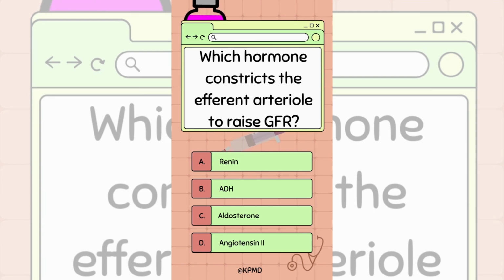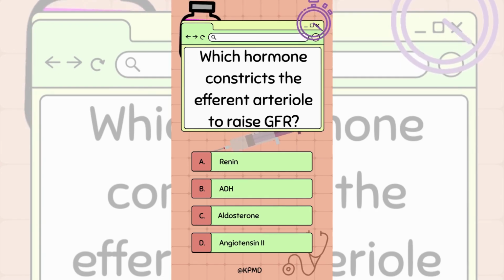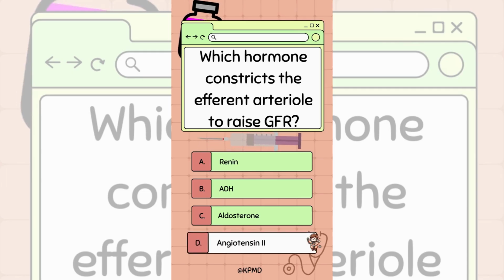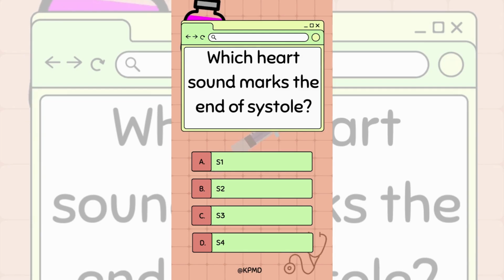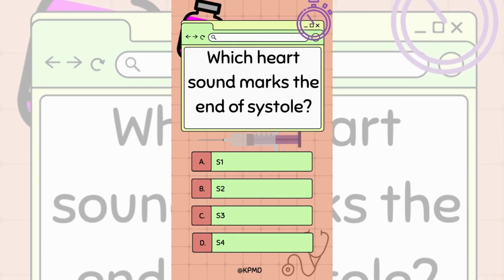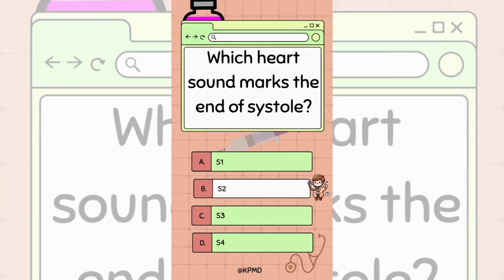Which hormone constricts the efferent arteriole to raise GFR? Correct answer is D. Angiotensin II. Which heart sound marks the end of systole? Correct answer is B. S2.